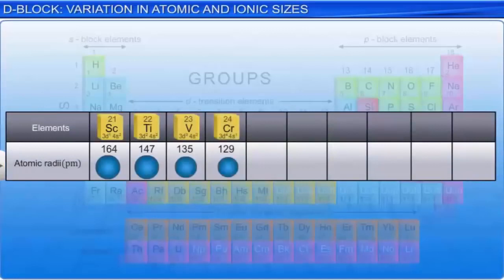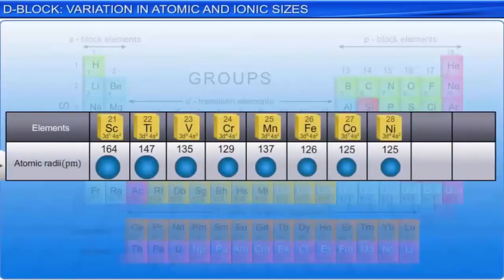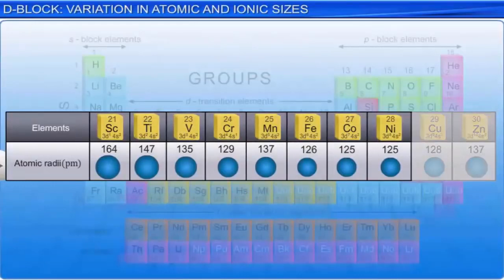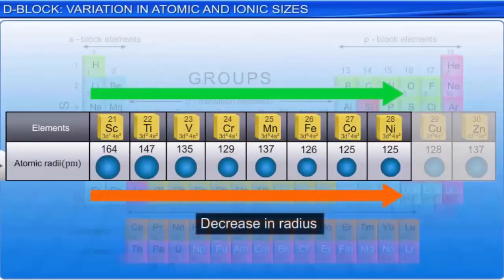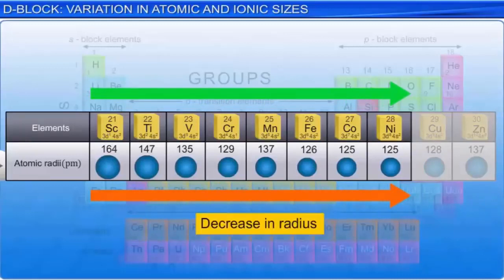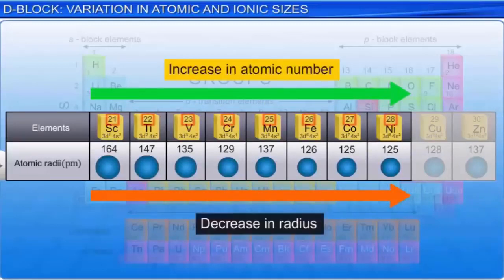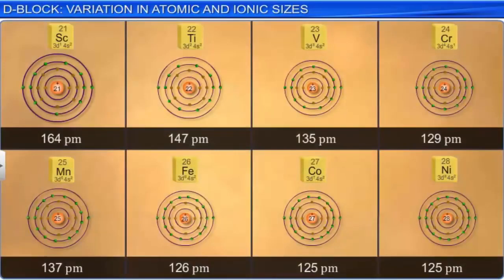The atomic radii of elements in the 3d series are given in the table. You can see from the table that the atomic radii of the elements show a progressive decrease in radius with an increase in atomic number. This is due to the fact that an increase in the nuclear charge tends to attract the electron cloud inwards.